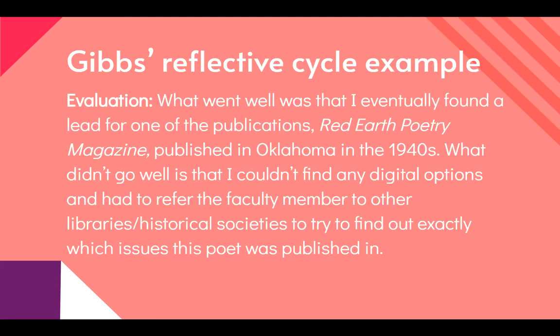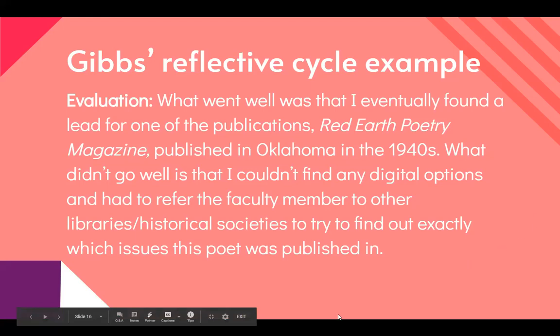What didn't go well though was that I couldn't find any digital options for this, and so I had to refer my faculty member to other libraries or the Oklahoma Historical Society to ask someone who could pick up and hold the print versions, specifically what page numbers, what issue and volume numbers she needed to request through interlibrary loan. So I wasn't able to find anything digitally. And of course, we're in a situation right now where lots and lots of libraries are still either closed or on very limited service options. So I felt a little frustrated by this just in terms of the timing.